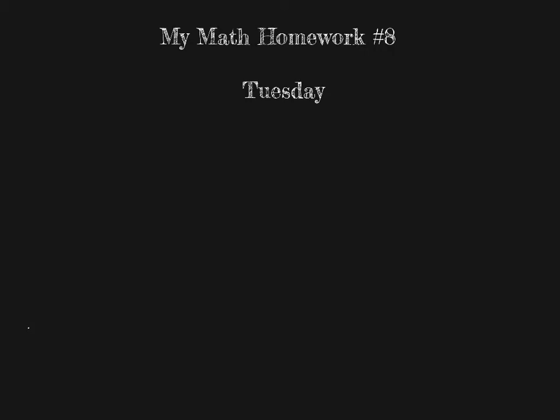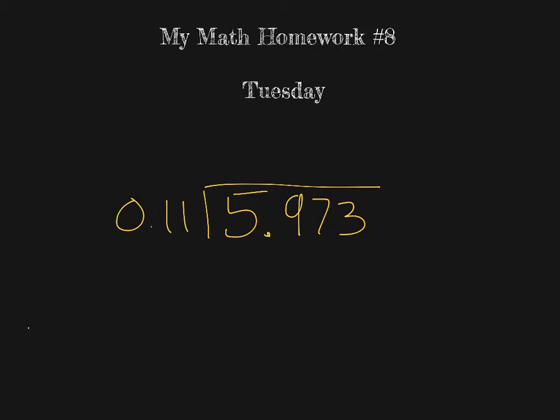This is my math homework number 8, Tuesday. For the first one, it says find the quotient. 5.973 is being divided by 0.11, or 11 hundredths. So the first thing you need to do is make this guy into a whole number.